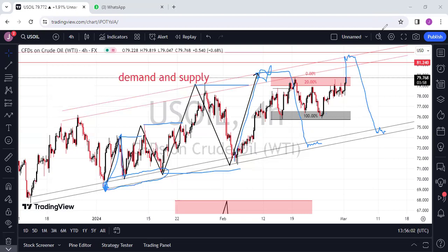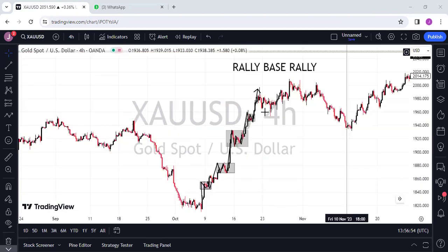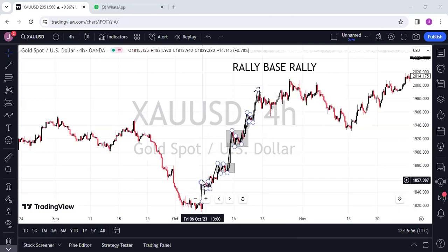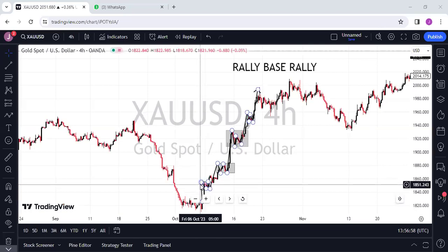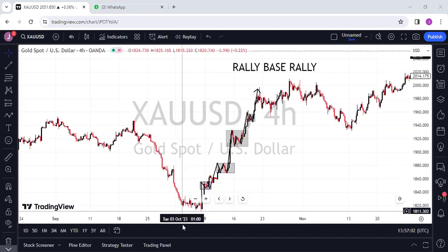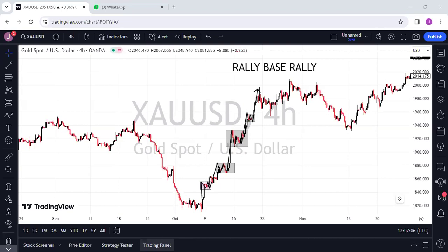Now let's get to the other type of market structure. The other type of advanced market structure is what we call rally-based rally, drop-based drop. It happens in most cases, and it is when the market, after escaping the operating range, doesn't revisit the high or the extremes of the range again. It consolidates or accumulates above it and proceeds in the direction of the break.